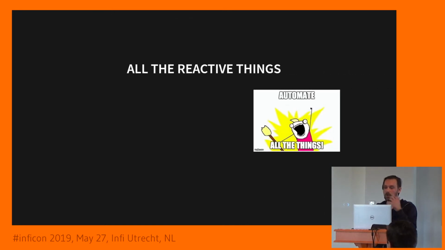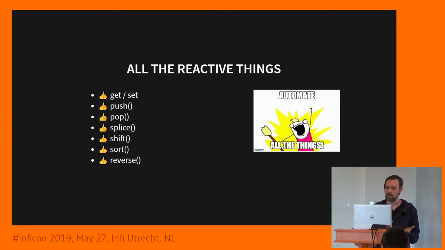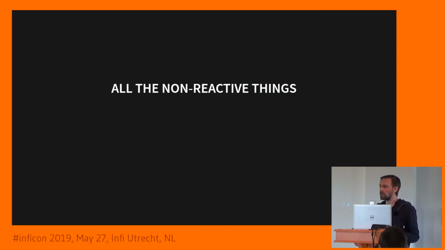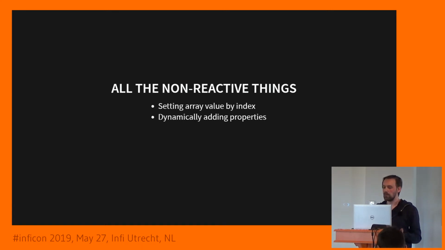All right, so what's reactive in VueJS? We saw that properties are reactive using getters and setters, but what about array methods? Well, thankfully, Vue conveniently provides wrappers for all of these array methods so that they will notify the subscribers of that array. But sadly, there are some things that we simply cannot intercept with the Object API, specifically setting an array value by index and dynamically adding properties.